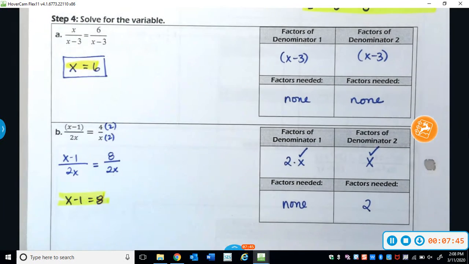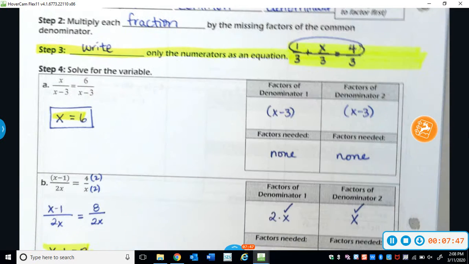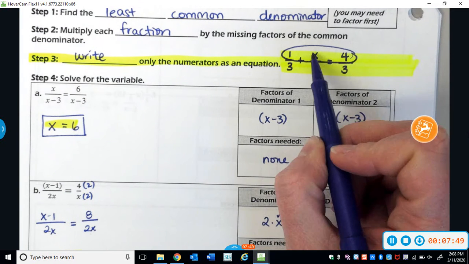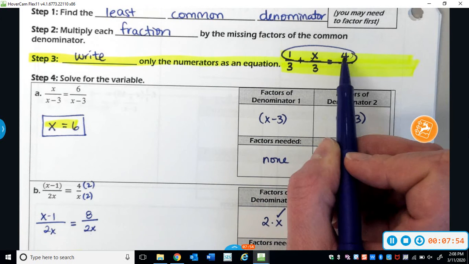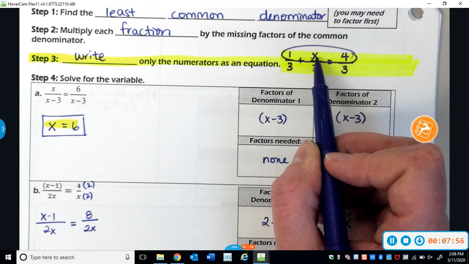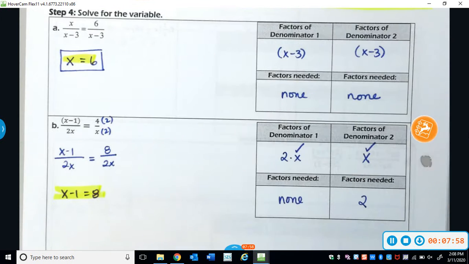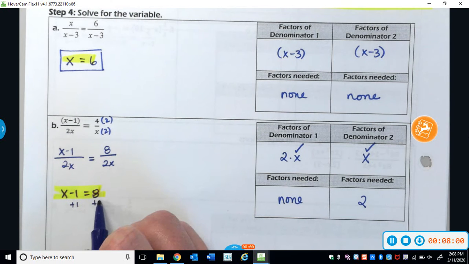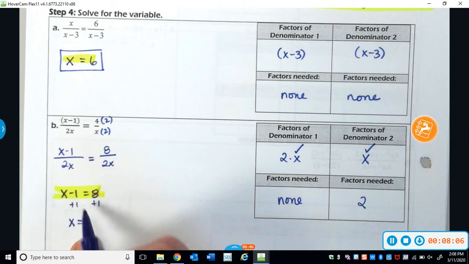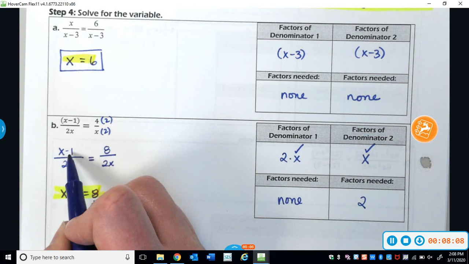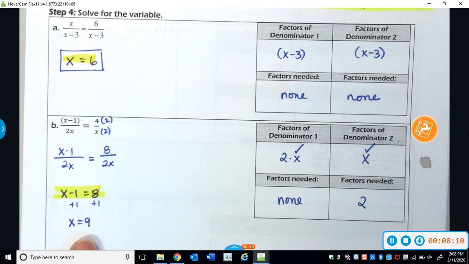And if you're not sure why I'm doing that, just think back to this really simple fraction. If they have the same denominator, then all I really need to do is figure out what number this would be to make it this, and that would have to be a 3 in order to get that 4. And so if I solve this now, I know that x equals 9. Alright, if I plug it in, I can see that that makes sense. 9 minus 1 will give me 8, and then they'll be the same.